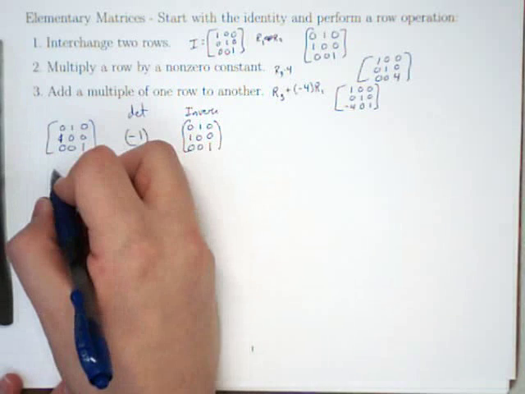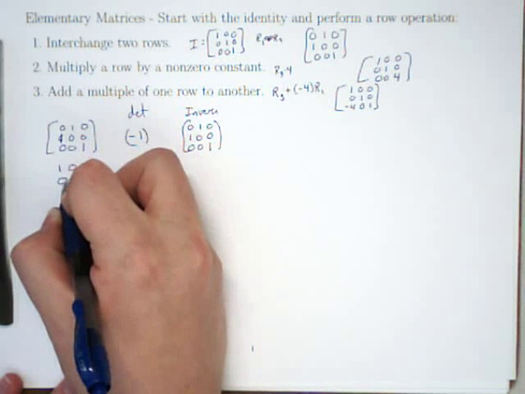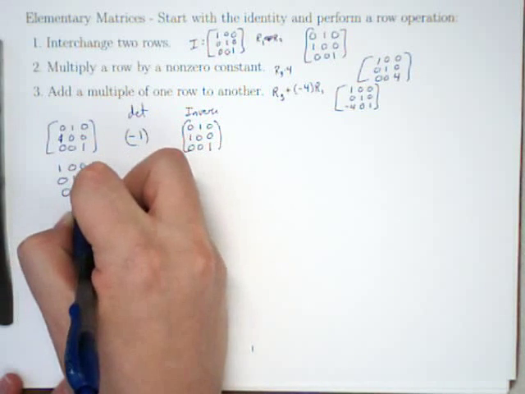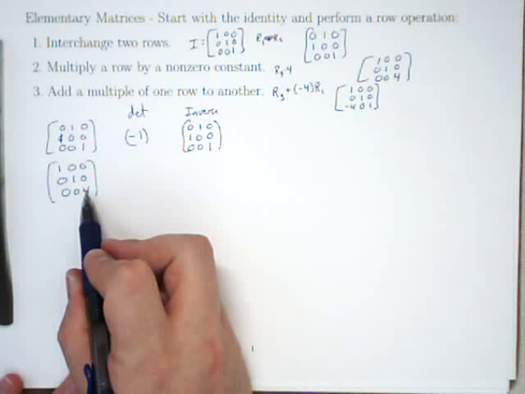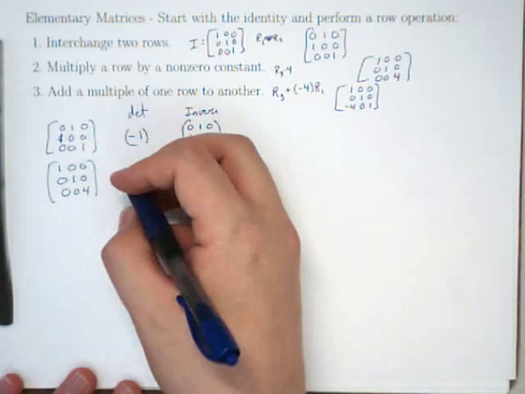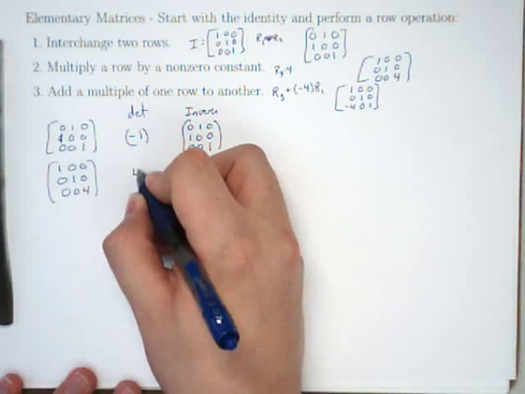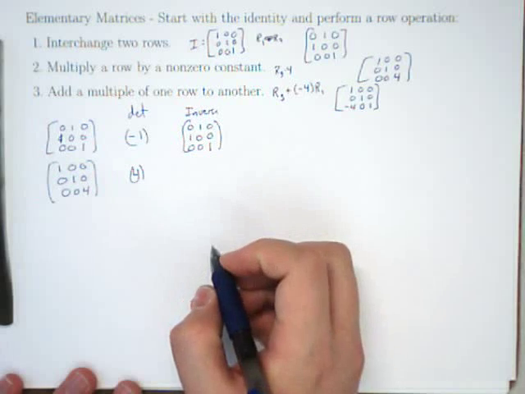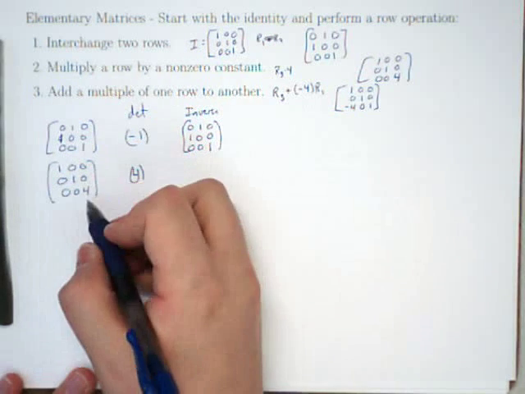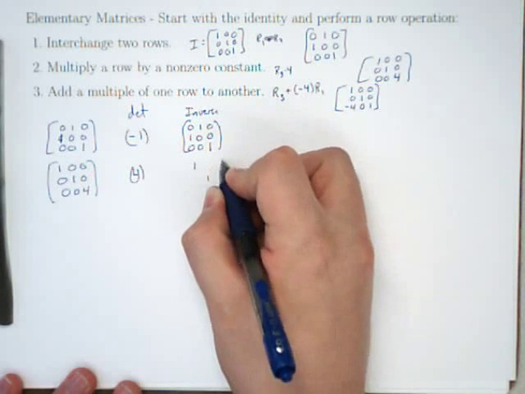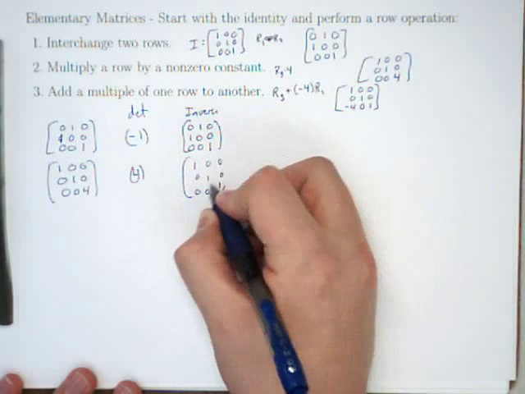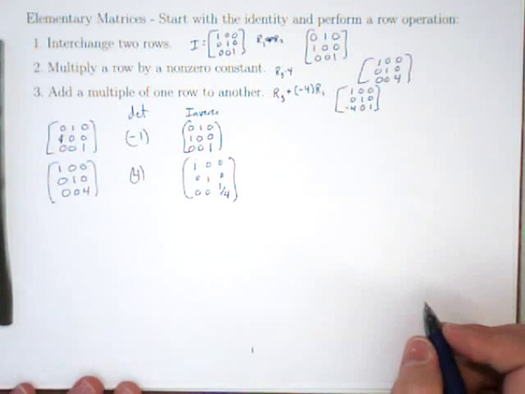We'll also look at the next one. We've got this 1, 0, 0, 0, 1, 0, 0, 0, 4. If the elementary matrix is formed by multiplying row 3 by 4, well, the determinant, it's just the product of the diagonals, is 4. It's whatever I multiplied by. And the inverse? Well, if I want to undo that, I should divide by 4. And that gives me precisely the inverse.